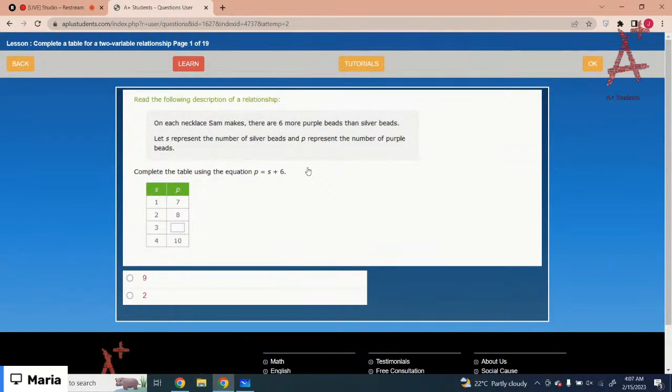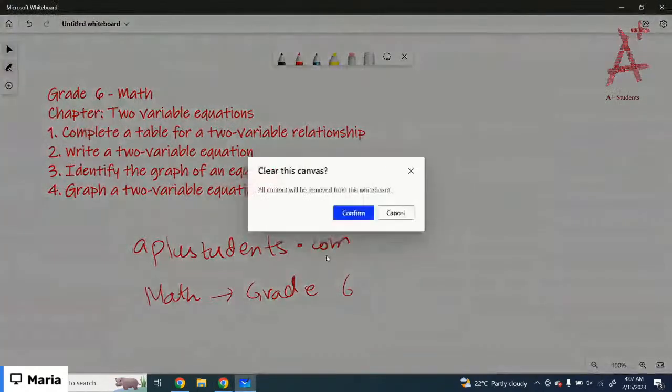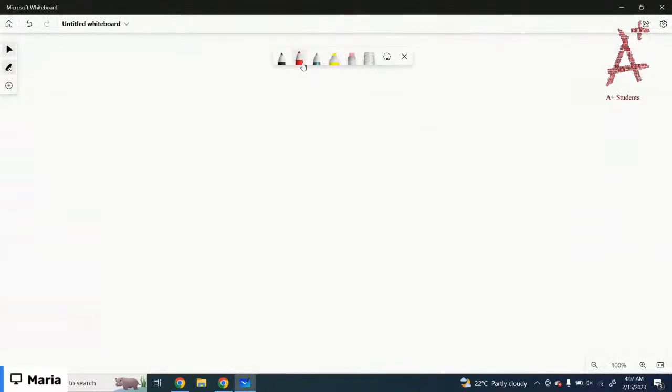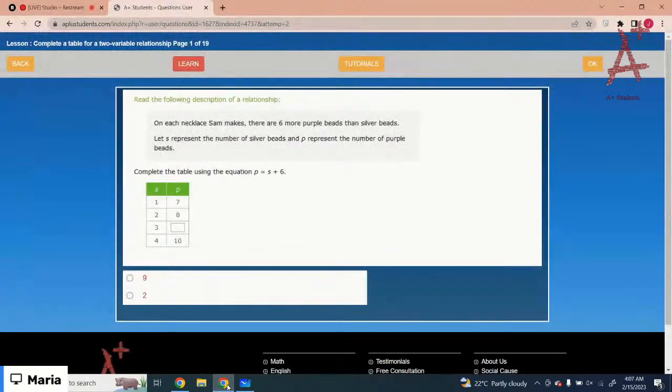Okay. On each necklace Sam makes, there are 6 more purple beads than silver beads. Let S represent the number of silver beads and P represent the number of purple beads. Complete the table using the equation P equals S plus 6. So the equation is P equals S plus 6. You have to calculate the missing value for S equals 3. Got it? Just look at this value. Here you have S equals 3. You have to calculate the value of P.